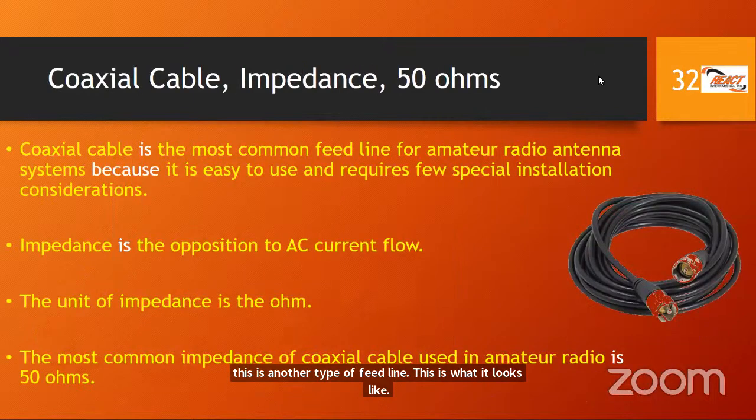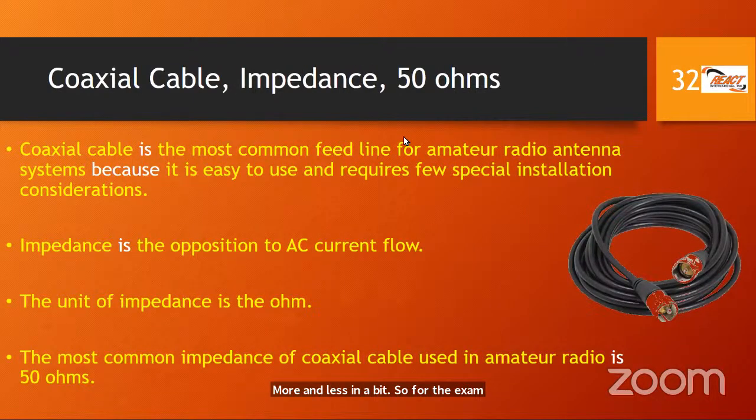So for the exam, we need to know a couple of things about what you just discussed. And that is that coaxial cable, that's cable like this, is the most common feed line for amateur radio antenna systems because it is easy to use and it requires very few special installation considerations. So it's very easy to make up, very easy to handle, and that's why it's very popular. So you need to know that for the exam, coax cable or coaxial cable.